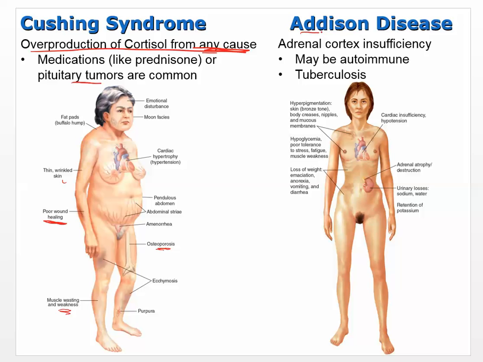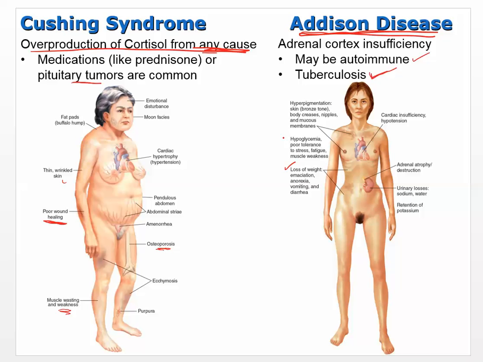Then there's Addison's disease, and Addison is the opposite. That's where your adrenal cortex itself is not producing cortisol. This could be autoimmune, so you're attacking the cells or the mechanisms that release cortisol. Tuberculosis can contribute to this as well in some cases. And so you see again some opposite effects here: loss of weight, emaciation, anorexia, hypoglycemia.